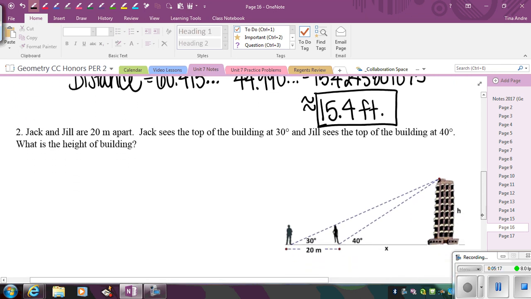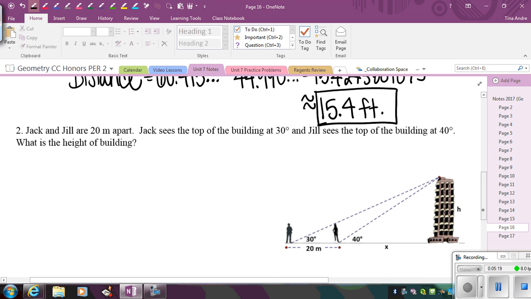This one, the wording's kind of bad on it, because it really should say, so we have Jack and Jill that are 20 meters apart, but these angles of elevation aren't really drawn correctly. We're going to say that these are the angles of elevation from their feet, because it's not really from their eyesight. So the angle of elevation from Jack's feet is 30 degrees to the top of the building, and from Jill's feet, it's 40 degrees. Then we want to know what's the height of this building. So we want to solve for H.